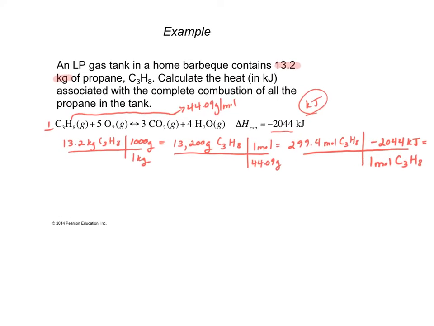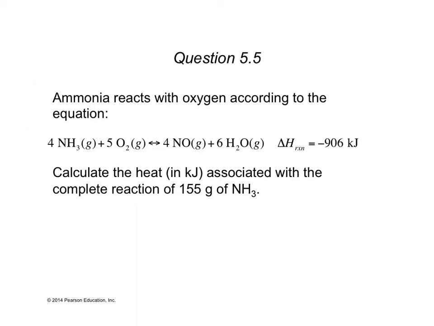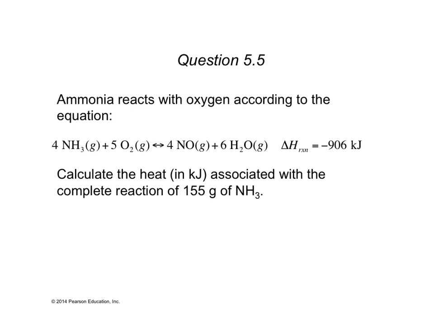All right, so note that that was easy because it was a 1 to 2,044 conversion, right? But if the stoichiometry is different, you have to account for that in this step, right? It's written for the balanced chemical equation. So let's go ahead and try one. Different reaction. We've got ammonia reacting with oxygen. And again, I give you the heat of reaction to the right. I want to know how much heat is associated with 155 grams of ammonia.